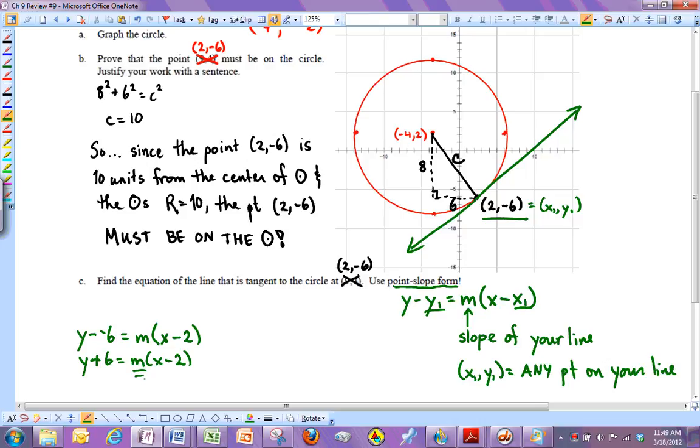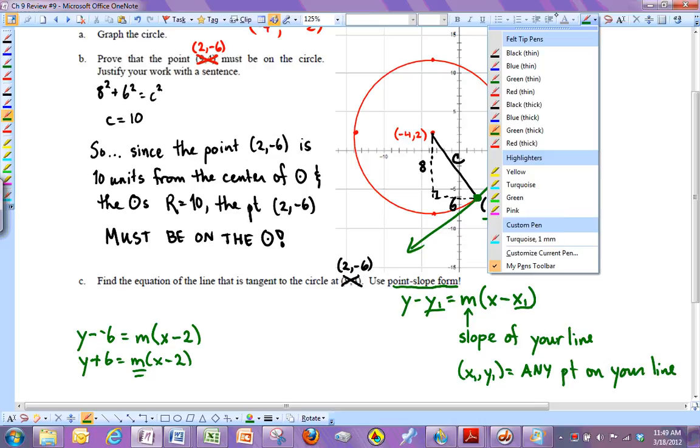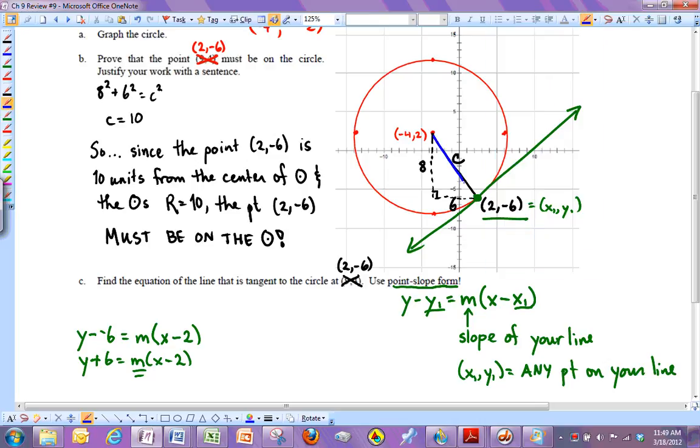Okay, so if I look at the slope, the problem is I can't figure out the slope of the tangent directly because I only know one point on it. But I can figure out the slope of this radius right here. Since I already have a triangle drawn in and it's going downhill, the slope is going to be negative 8 over 6, or I could reduce that to negative 4 over 3.